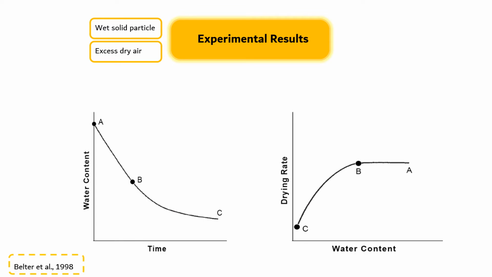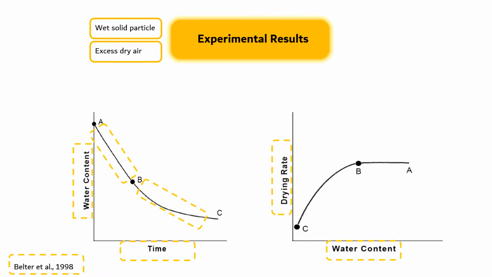Let's consider that we are drying one wet solid particle in a stream of excess dry air, and the results are shown in the following figure. The figure on the left shows the particle weight versus time, whereas the figure on the right shows drying rate versus the water content. At first, the water content drops linearly with time with a constant drying rate. Later, the water content drops more slowly, indicating that the drying rate at low water content is also lower.